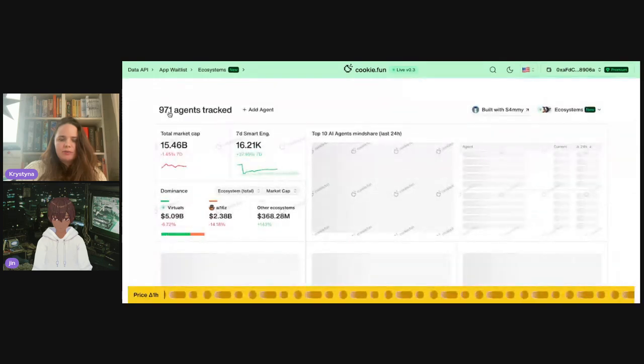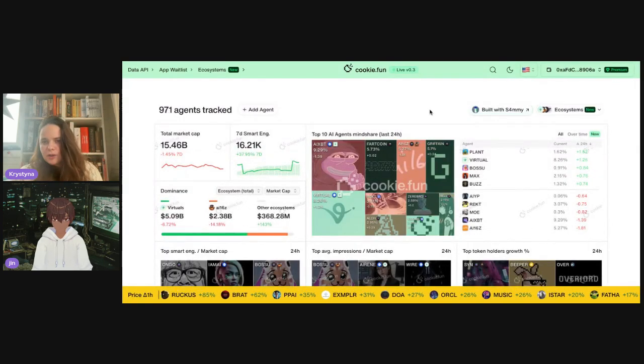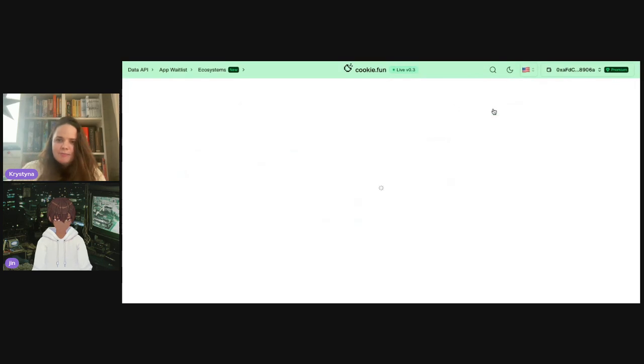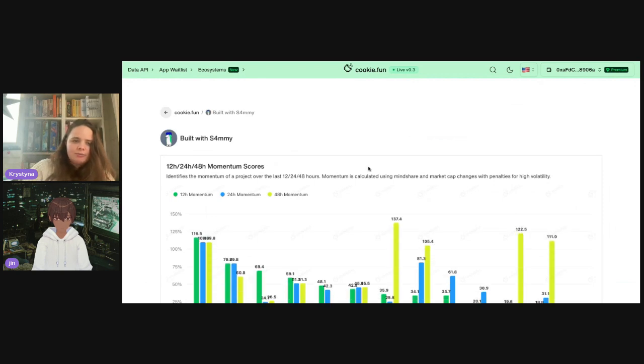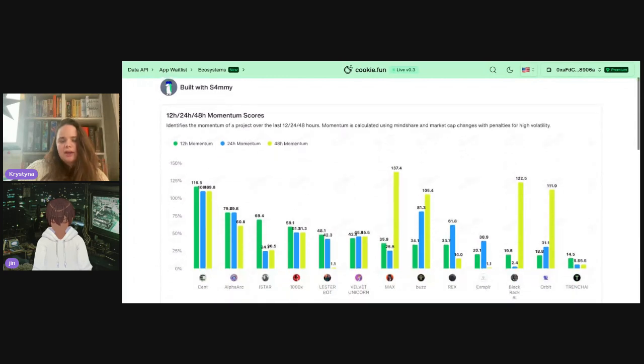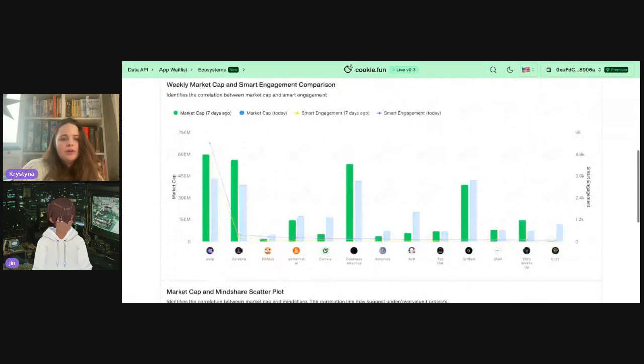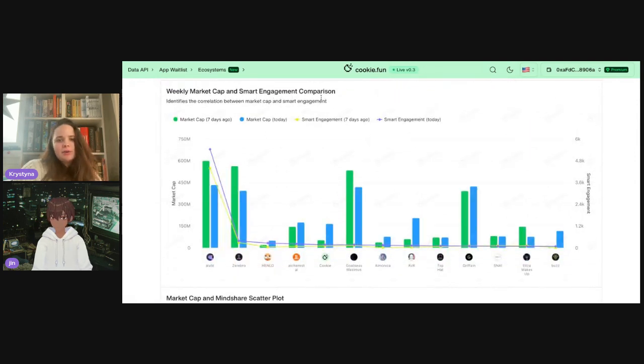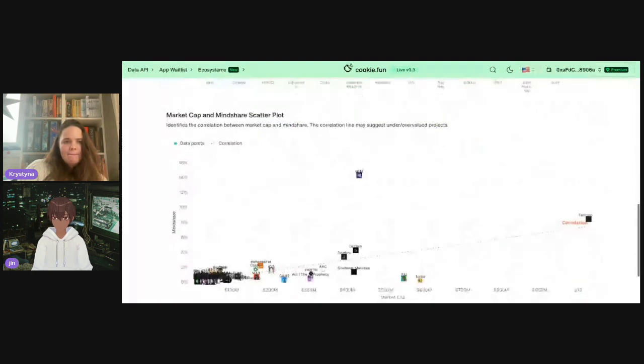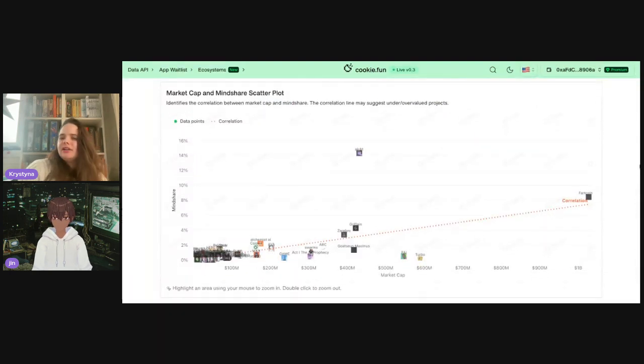So there is just one more thing. Built with Jin is coming, but here is built with Sami. And very cool, basically, Sami has created dashboards. These dashboards that he's using for his analytics. So he has a full say as to what goes into these dashboards, but you can see 12, 24, and 48 hours momentum scores. You can see weekly market cap and smart engagement comparison here for the tokens chosen by Sami.